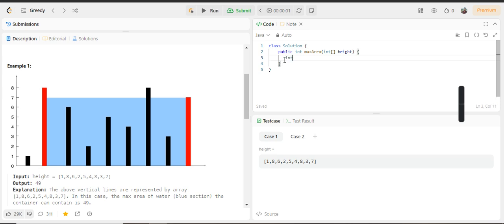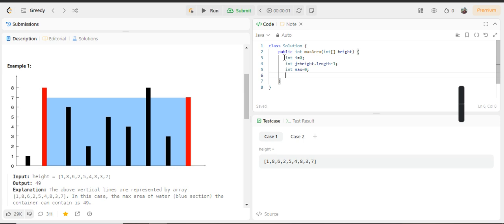So first we need int i, the first pointer, which will be 0. The second one, int j equal to height.length minus 1. So this will be j. Now, in order to get the max, int maxArea to store the result. Currently we will assume it to be 0. Maximum area is 0.